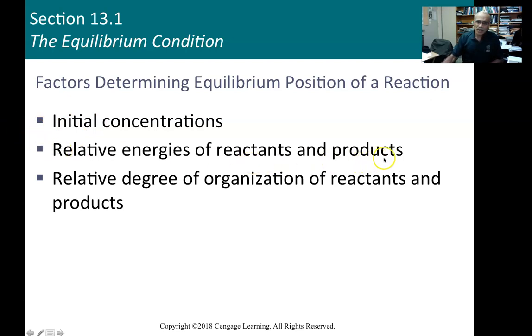Now we'll notice that the form of energy is going to be covered in a lot more detail later when we deal with some of the concepts of entropy and free energy, and the relative degree of organization of reactants and products. So those are the three that determine the position of equilibrium in a reaction.